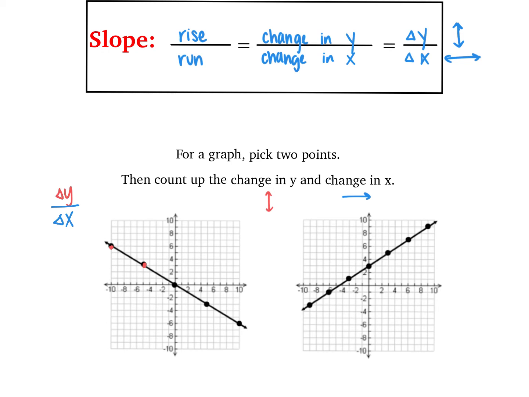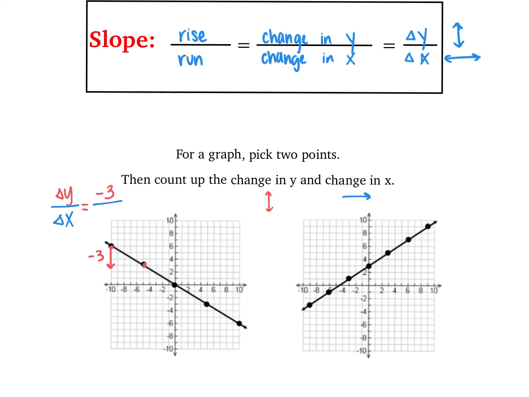And I'm going to start by looking at that change in y. So as I'm moving, how far am I moving up or down? If I'm starting at the far left, I am moving down 3 to get to that next point. Since I'm moving down, I'm going to represent that with a negative number. So my change in y here is actually going to be a negative 3.